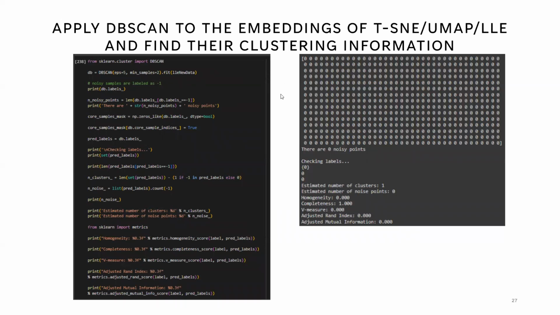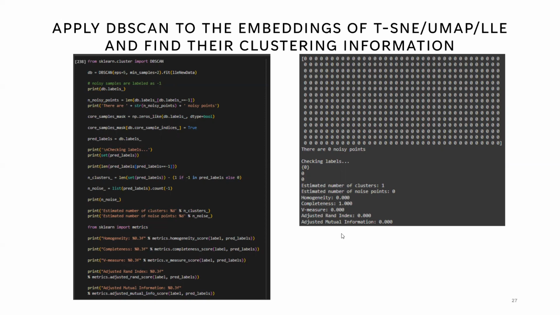For every single one, LLE, t-SNE, and UMAP, my results were very poor, because what you see here is the outputted count of how many noisy points it thinks there are. So 0 would be non-noisy, and in this case 1 would be noisy. And it thinks that there are no noisy points. Noisy points are points that are separate and distinct and have something about them which stands out. This basically says that it doesn't think anything stands out. It thinks everything belongs to one cluster.